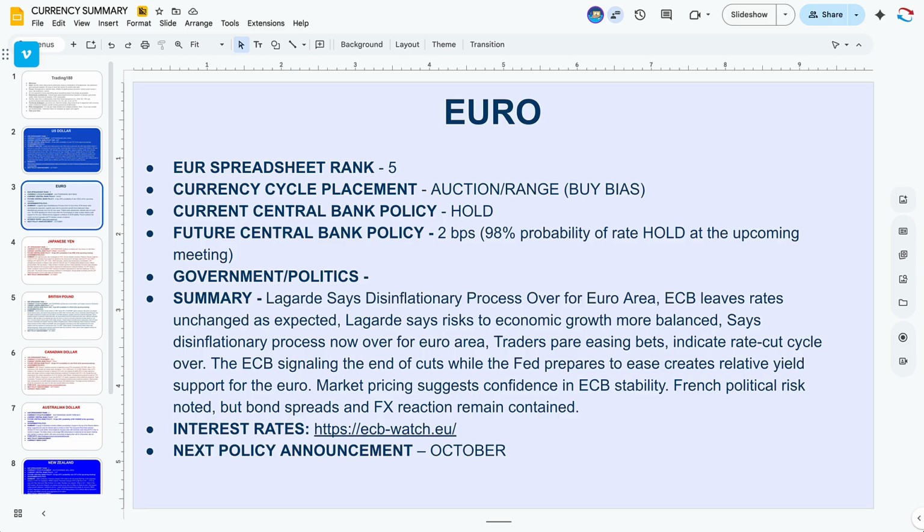Current future central bank policy for the rest of 2025, there's really just about 2 basis points priced in, and a 98% probability of a hold at the next upcoming meeting. And so traders pare back easing bets, indicating the rate cut cycle is over. The ECB signaling the end of cuts while the Fed prepares to ease creates relative yield support for the euro.